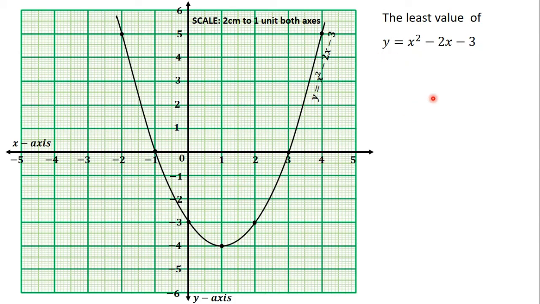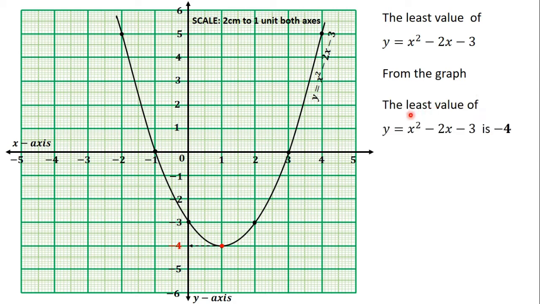To do that, we will first have to locate the turning point, because the least value is the y-coordinate of the turning point. On the graph, this is the turning point. Then, after we have located the turning point, we will trace it to the y-axis. So we trace it to the y-axis to get the y-coordinate there, which is -4. So from the graph, the least value of y is equal to x squared minus 2x minus 3 is -4.